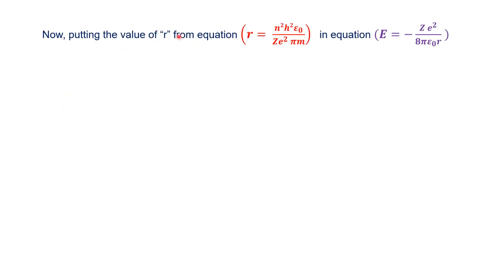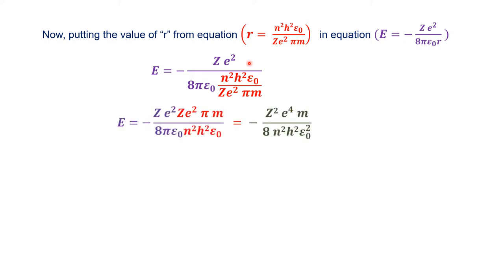Now putting the value of r from this equation, that is n square h square epsilon naught divided by Ze square pi m, in the equation of energy, that is equal to Ze square divided by 8 pi epsilon naught, and here we will put the r value from this equation into this equation, that is highlighted with red color. Now the denominator of a denominator will move towards the numerator side. So the equation is Z square.